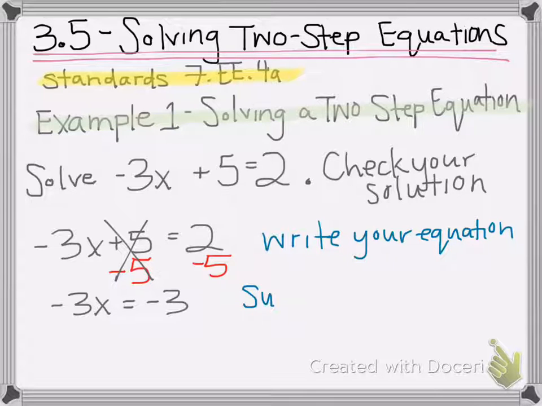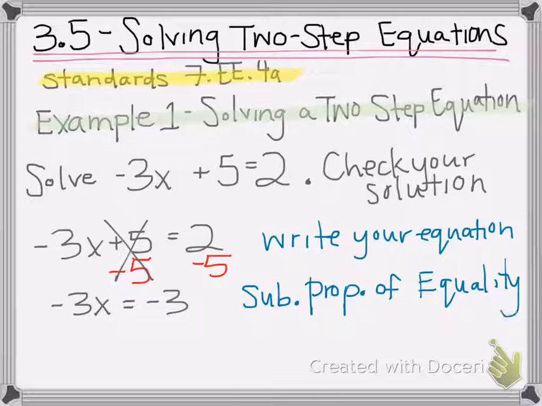Let's just write sub prop of equality. Now that we've had some practice with them, we can call them by their short name, sub prop. Okay, so now we have a negative 3x equals negative 3.